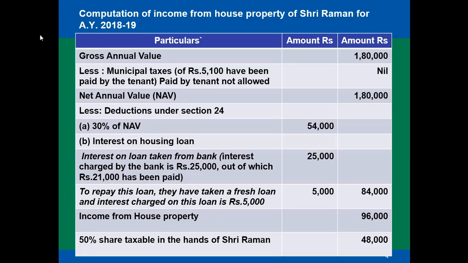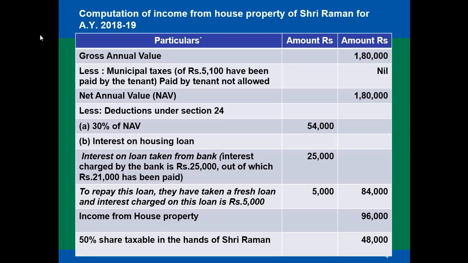Then he will be allowed interest on housing loan. Now the interest charged by the bank is rupees 25,000, out of which 21,000 has been paid. But he will be allowed the entire deduction of 25,000 because interest on housing loan is allowable as deduction under section 24 on accrual basis. Interest on fresh loan taken to repay the old loan is also allowable as deduction. So the entire 5,000 rupees will also be allowed as deduction. So all the deductions put together will be 84,000.